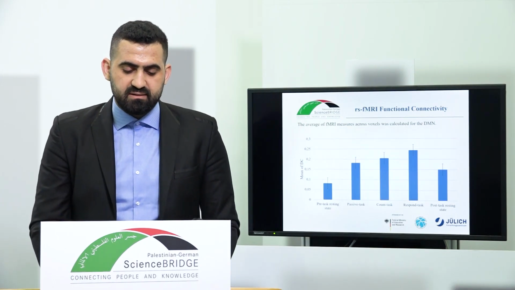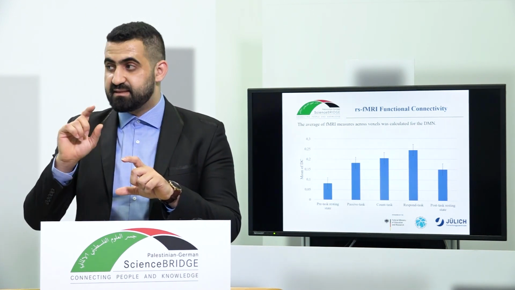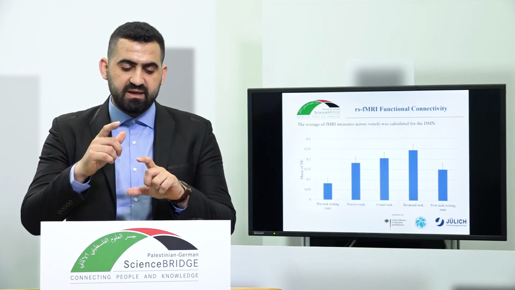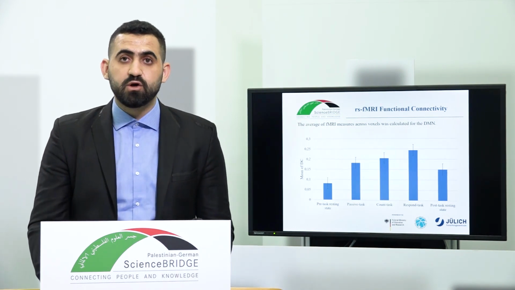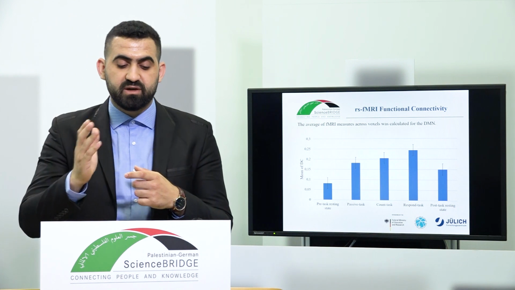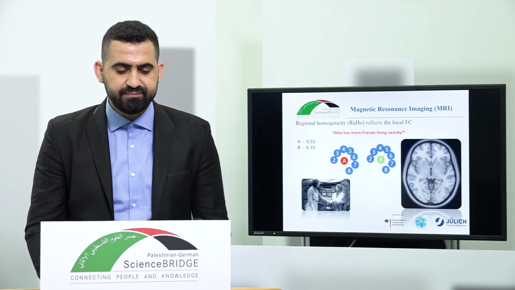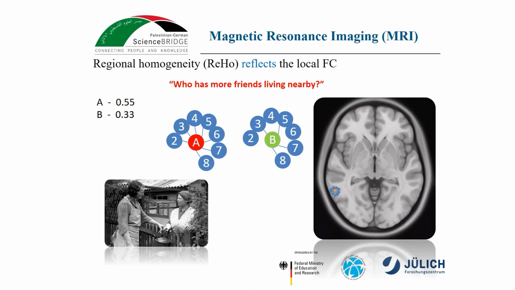So here there is some result which shows that the mean DC in the default mode network is higher compared to the pre-task resting state, which means the default mode network was more connected to the other brain networks and regions compared to the pre-task resting state. And then we have the regional homogeneity. Here it is like we're asking each voxel who has more friends living nearby.